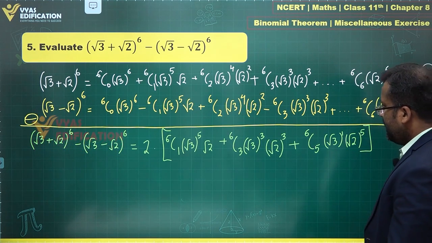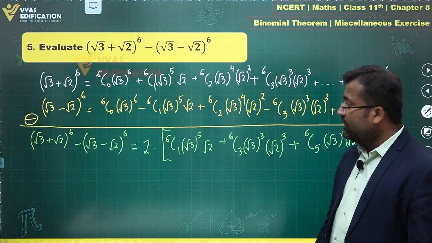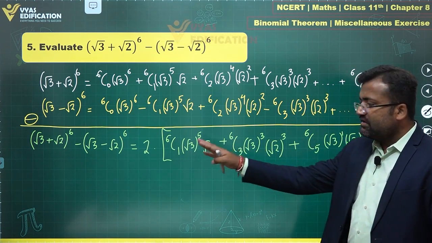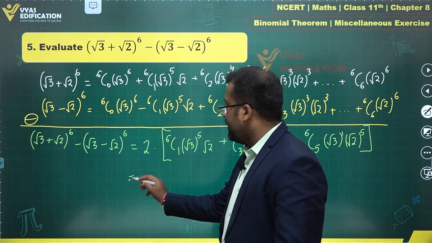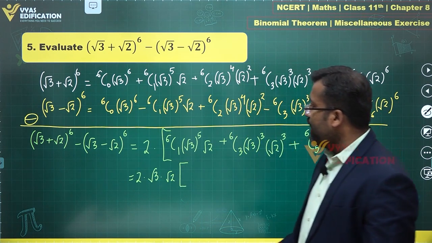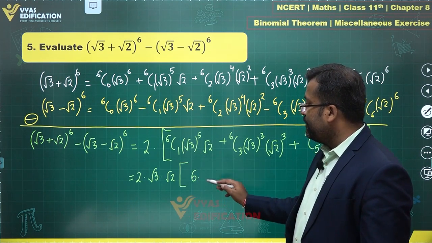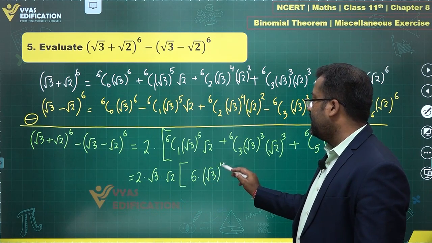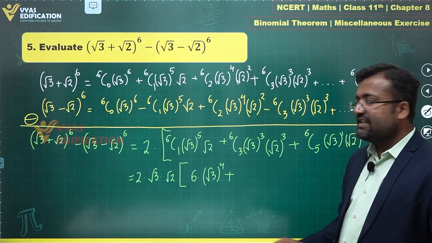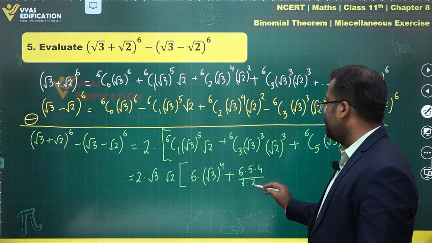Let's do that. These are all odd powers, you may observe, right? So let's take out a root 3 common and a root 2 common from all three terms. So you get 2 times root 3 times root 2, and in the bracket what do I get? Let's observe 6c1. 6c1 is simply 6. You'll have root 3 power 4 over here and root 2 power 0, which is 1 only. Next, 6c3. What is 6c3?